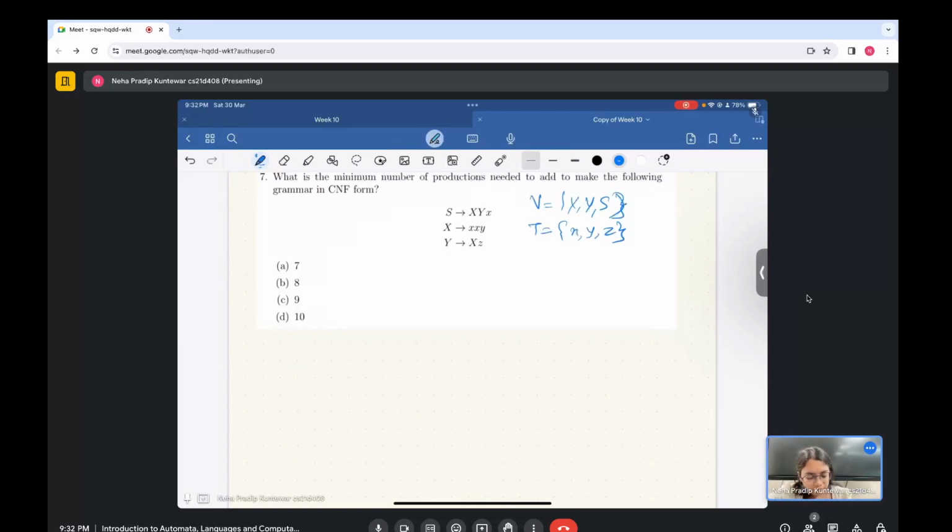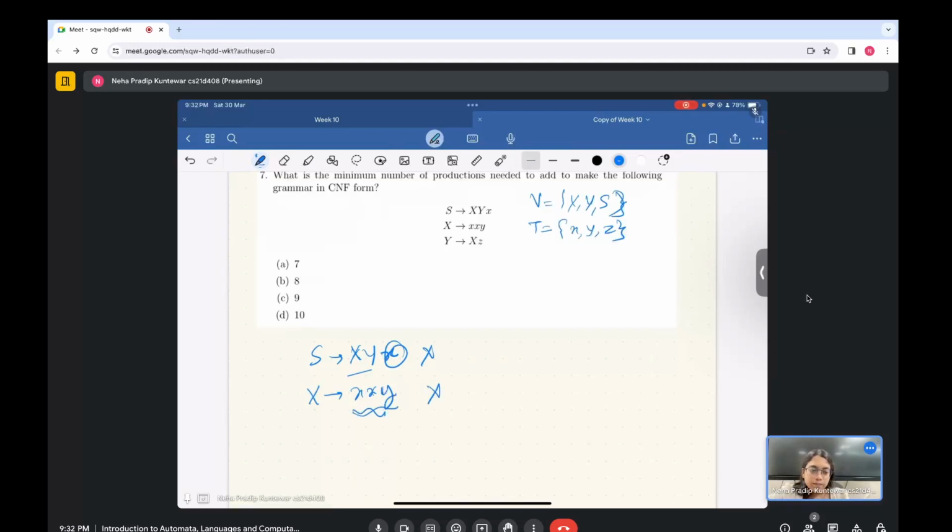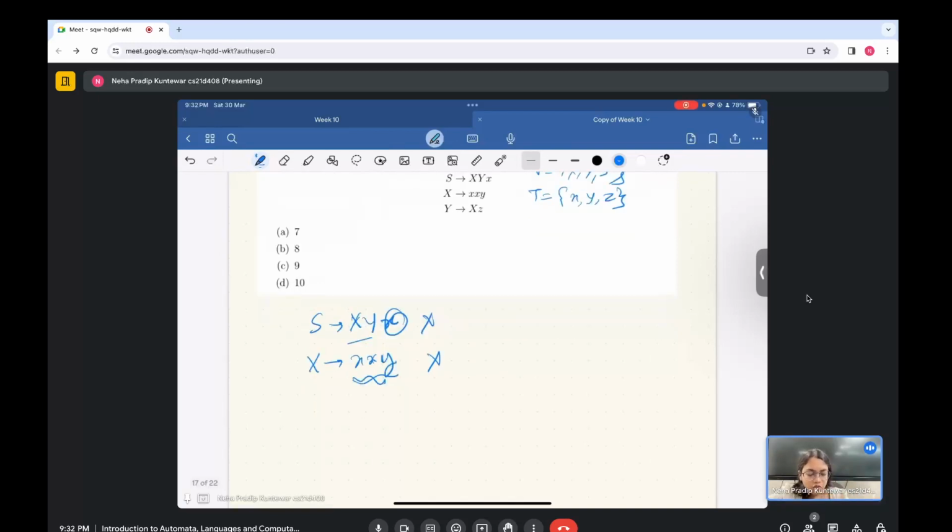If you look at S gives xy small x, then this is not in the form because you have a product of two non-terminals, and that is fine, but you have a terminal at the end, so this is not allowed. So this is not in the Chomsky normal form. If you look at x gives small x followed by small y, then this is also not in the Chomsky normal form because this is a product of three terminals, and it only allows you to give something like this or something like this. Only one terminal is allowed, so this is also not in the form.